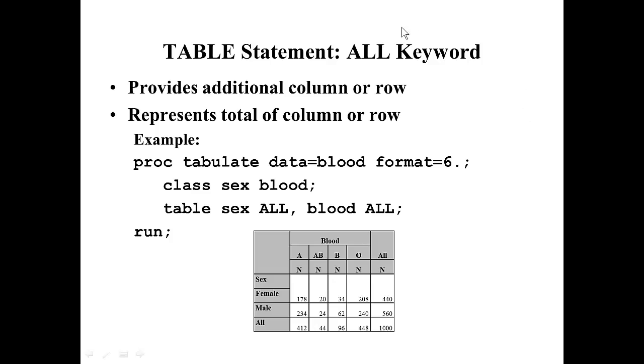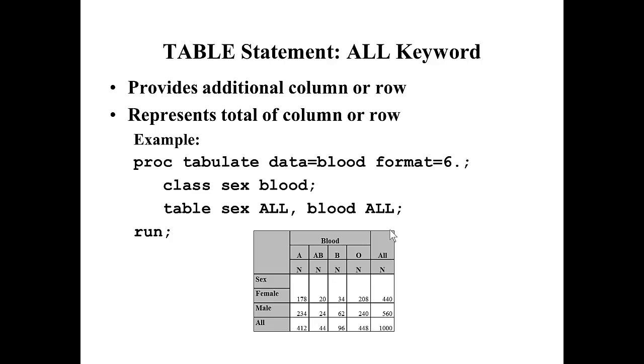Another very helpful keyword for Proc TABULATE is the all keyword. It provides an additional column or row depending where you put the all keyword. And basically what the all keyword is telling SAS is to produce a totals column or a totals row. So in this procedure, we're using the all statement to get a column summarizing the gender totals and a row summarizing the blood type totals.